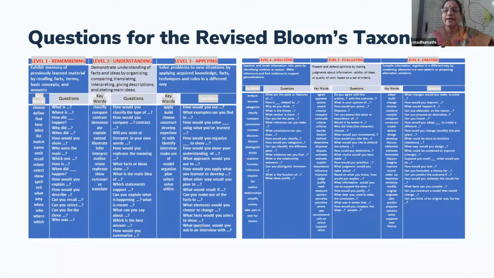And coming to evaluation and creation, if he answers questions with words like assess, criteria, criticize, decide, detect, determine, and if these happen to be the questions in his question paper, end examination or mid examination, and more such questions are answered, then his order of thinking is said to be higher order.